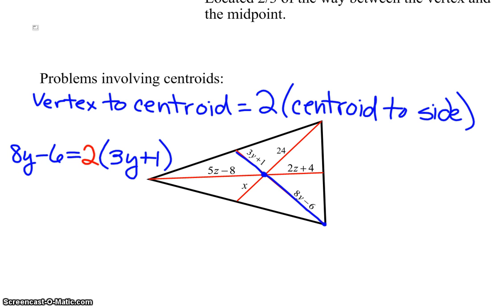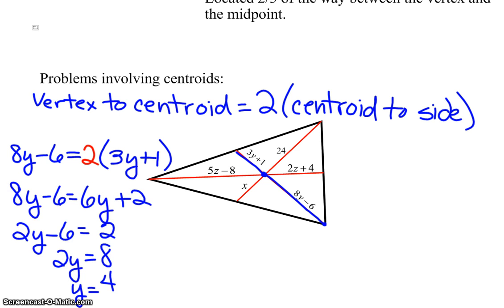At this point, we simply solve the equation. Pause the recording and do that. You should have gotten y equals 4 for your solution. That means the length from the vertex to the centroid is 8 times 4 minus 6, which is 26, and the distance from the centroid to the side is 3 times 4 plus 1, which is 13. Notice 26 is 2 times 13.